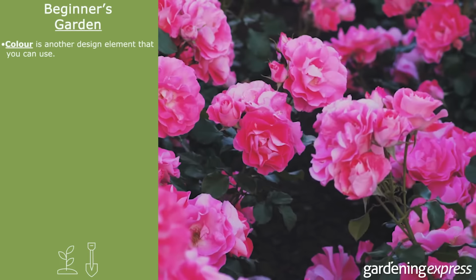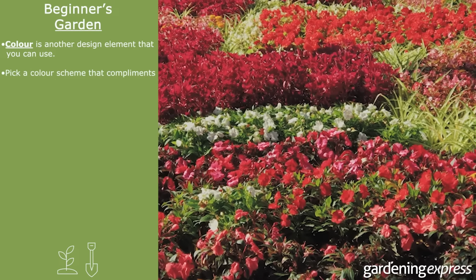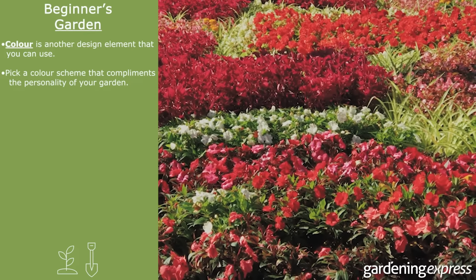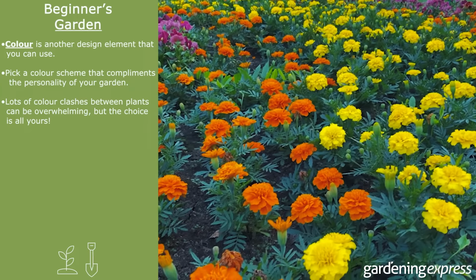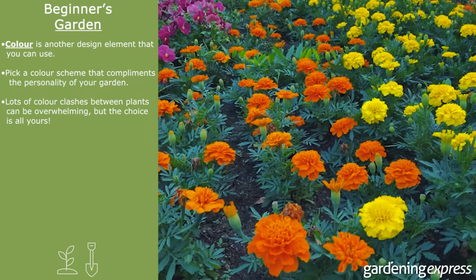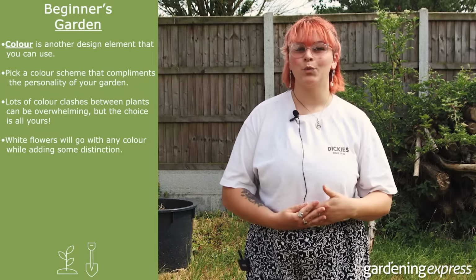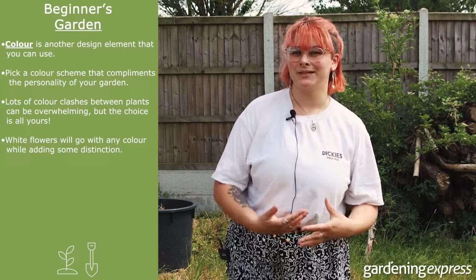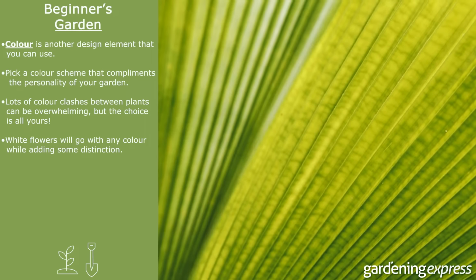Colour is another design element to use in your garden. It's a good idea to pick out a colour scheme that fits with the type of vibe you want in your garden. If you've got loads of colours that clash with each other, it might look a bit overwhelming. The good news is that if you want some contrast, white flowers will go with any colour while adding some distinction.